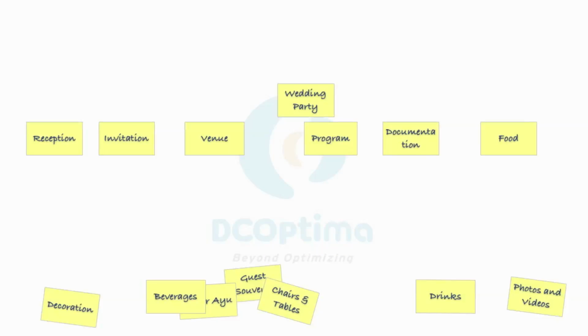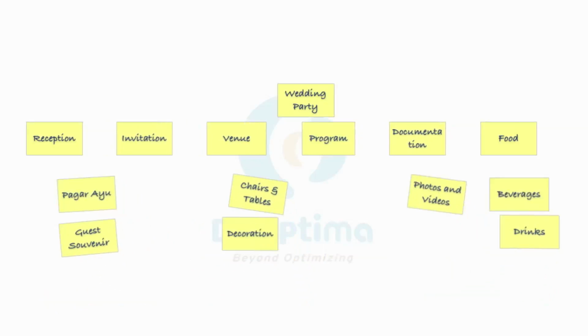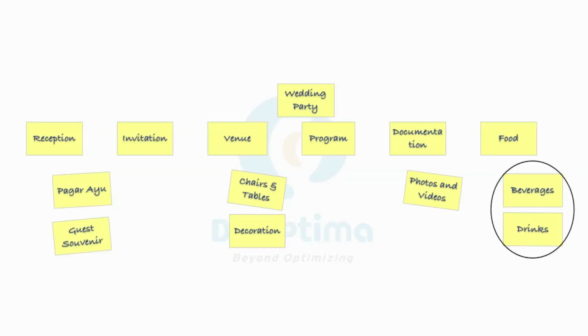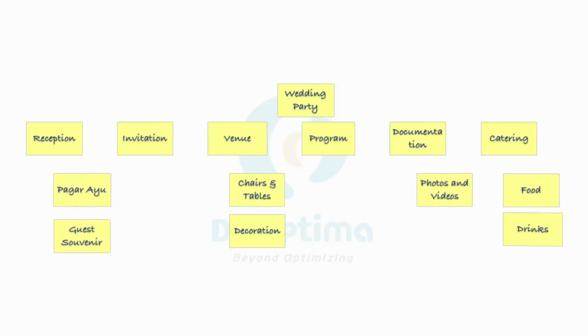I guess we already have all the major deliverables in our WBS. We need to figure out the constituents of each major deliverable. Oh, beverages and drinks are the same thing. We need to rearrange this and add a new major deliverable, catering. Some of the major deliverables have not been decomposed yet, so we need to find out their constituents.